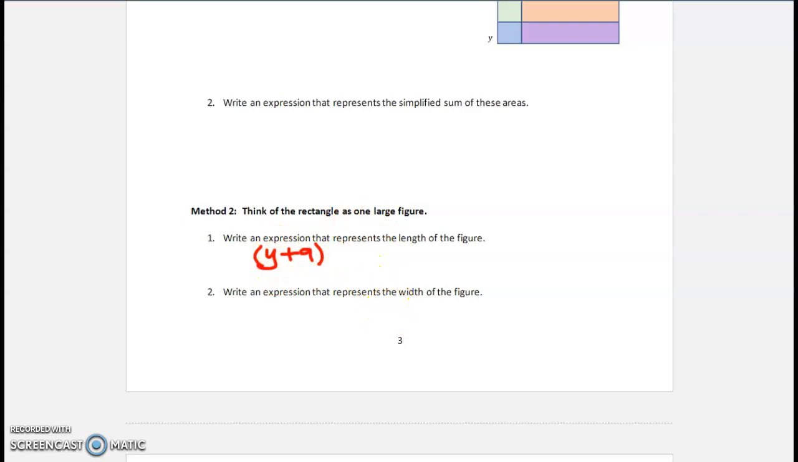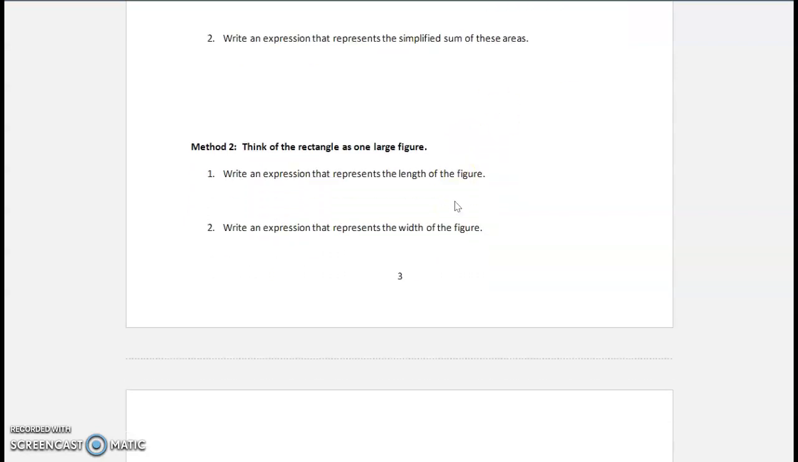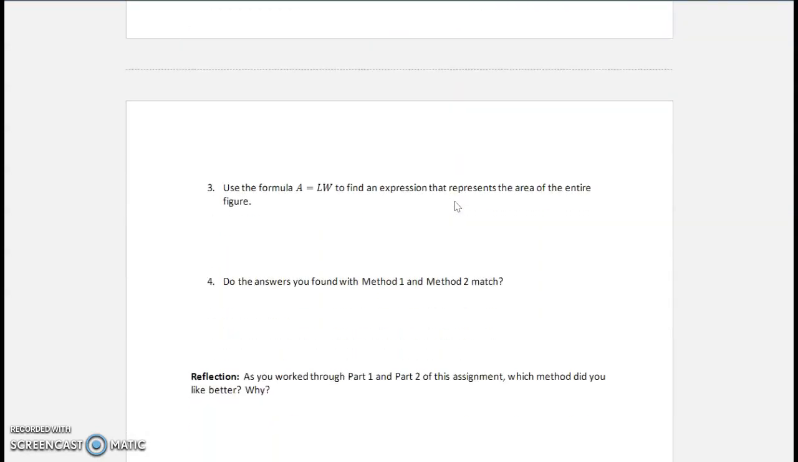Then you'll do the same thing with the width. Find out what the width of the figure is and write that down. Then use this formula to find an expression that represents the area of the entire figure. And again, the answers should match. I will be interested to hear which method you liked better.